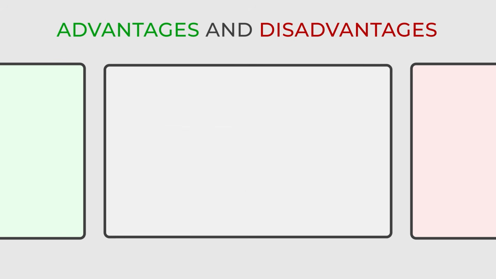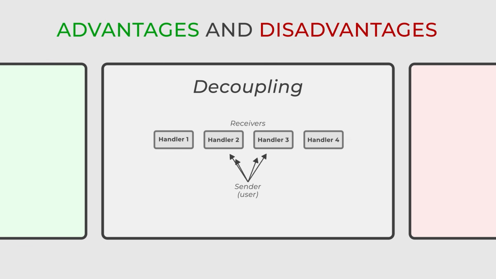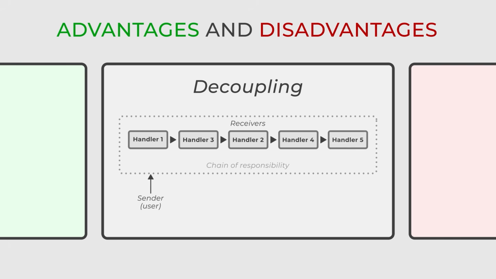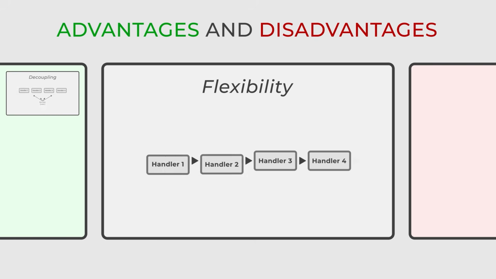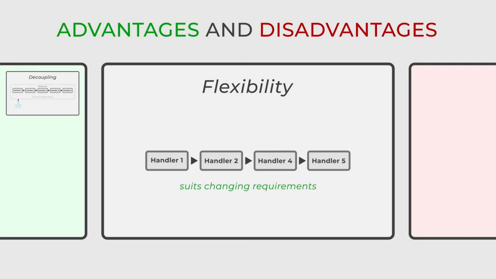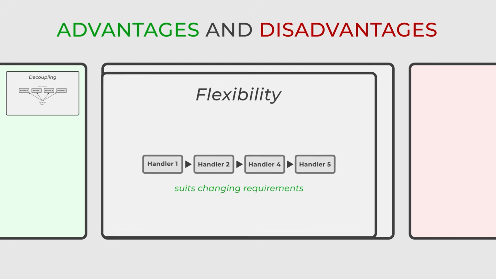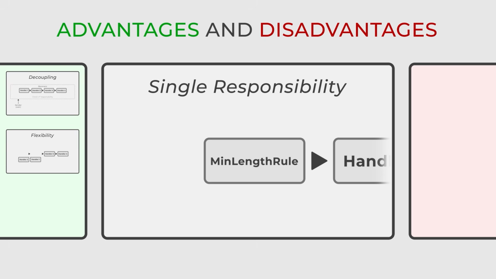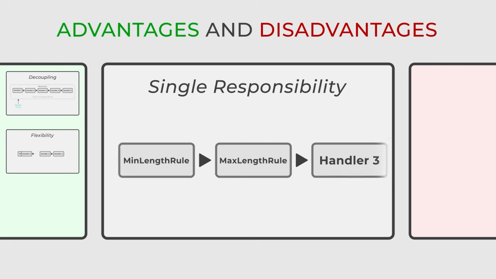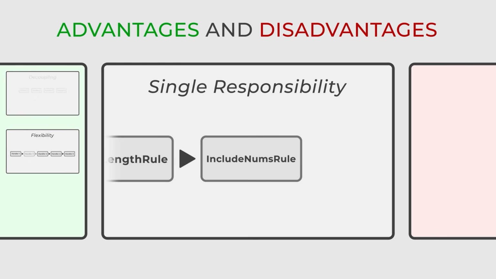One of the most significant advantages is decoupling, as it separates the sender and receiver. This separation allows for modifications or the addition of handlers without any need to alter the client code. In terms of flexibility, the design pattern shines, providing a dynamic and adaptable method for processing requests. Handlers can be effortlessly added, removed, or rearranged, facilitating easy modifications to suit changing requirements. Furthermore, each handler in the chain of responsibility focuses on a specific task, adhering to the single responsibility principle and resulting in better organized and more maintainable code.